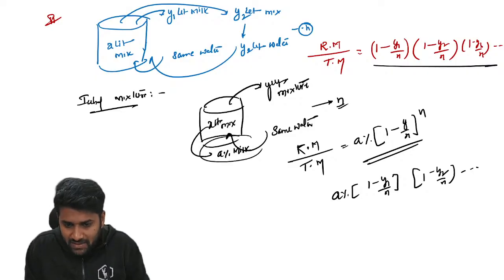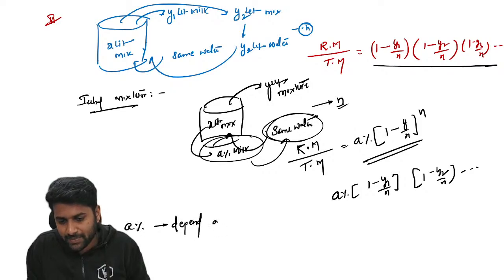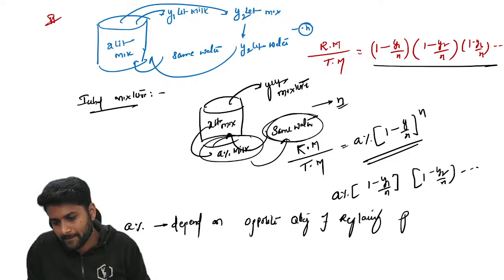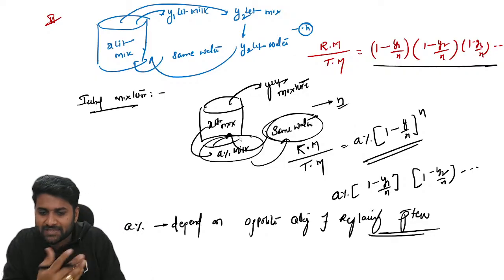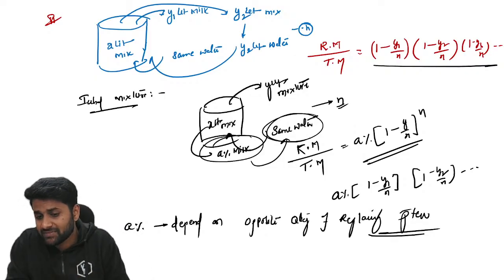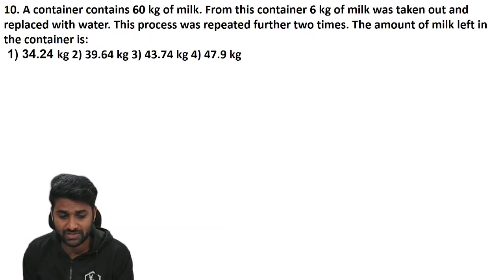Observe, guys, here the pure concentration and replacing concentration are both the same item. So about A percentage, remember that if it is not given, it depends on the opposite of the replacing item. Remember this point. See, if we are replacing with water, then the A percentage value is milk. If you are replacing with milk, then A percentage is water. Remember, this point is most important for solving questions.